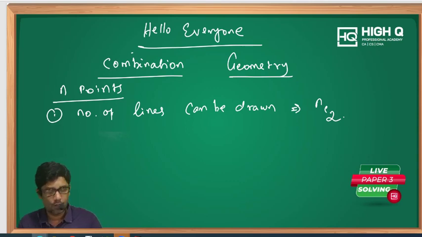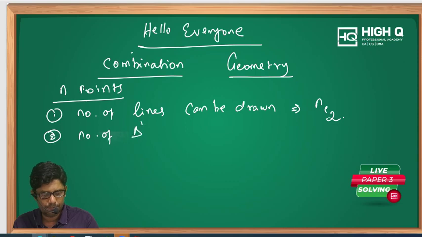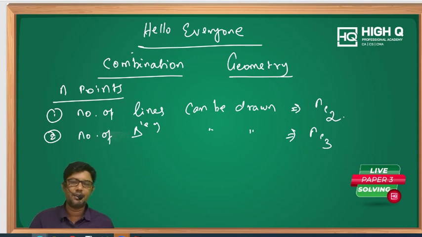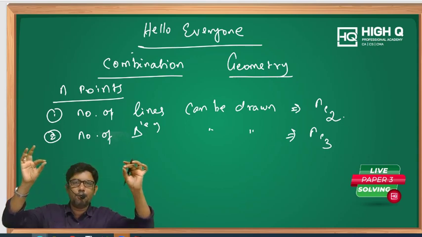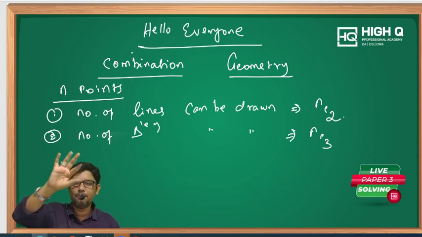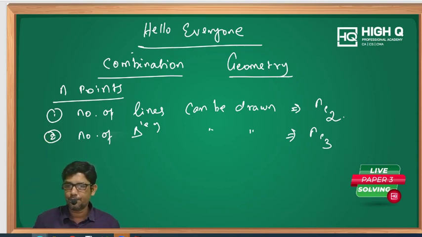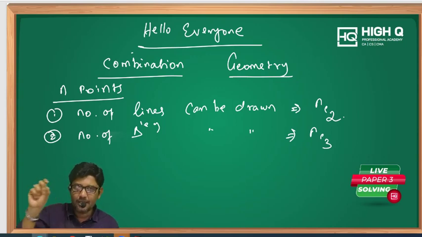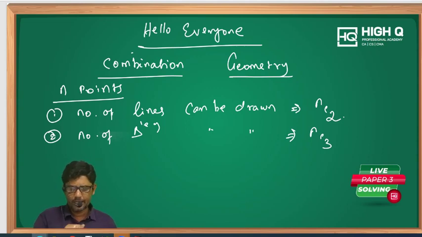Now, the number of triangles that can be drawn is nC3. It's very simple. To draw a line, we need minimum 2 points, so nC2. To draw a triangle, we need 3 points, therefore nC3. Sir, how to find whether the sum is permutation or combination? When you are arranging something, we use the permutation concept. When you are selecting something, we use combination. Here, this is combination only.